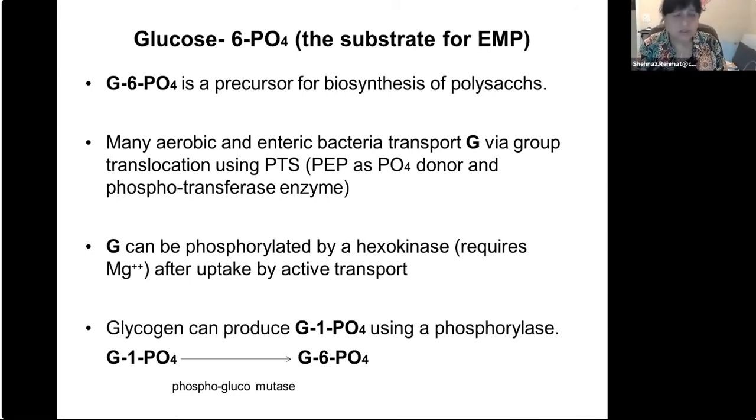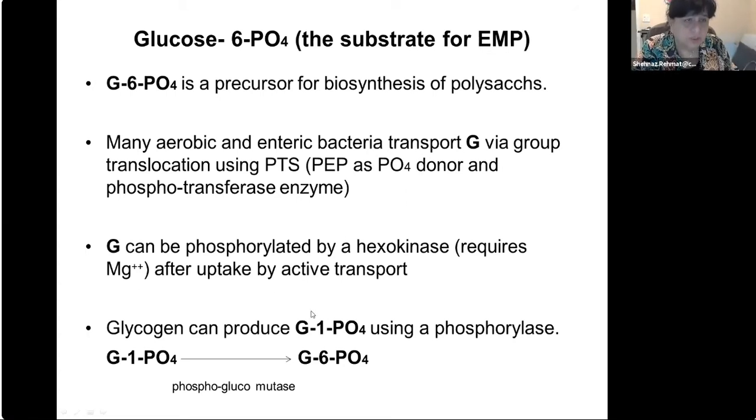If not, glucose can also be transported without being phosphorylated, and then it can be phosphorylated using hexokinase. This enzyme acts after the uptake. The big G is for glucose, okay? So this glucose can be phosphorylated afterwards, or it can be phosphorylated during the transport.